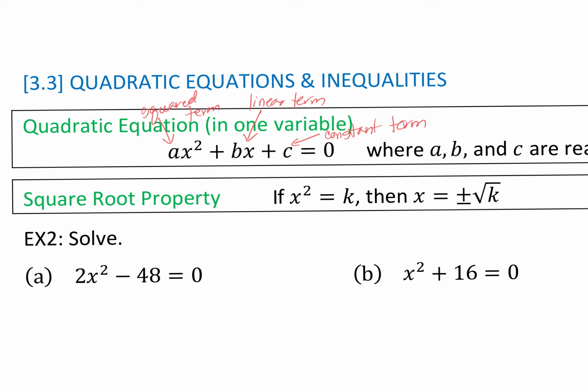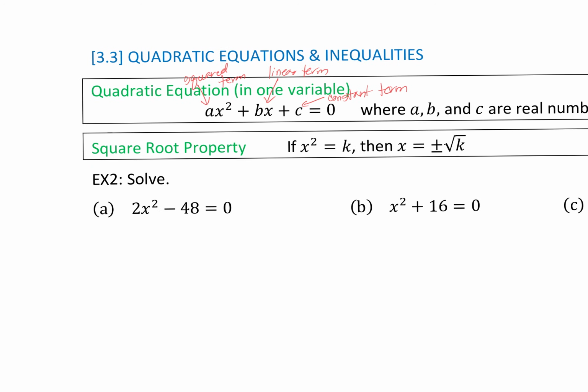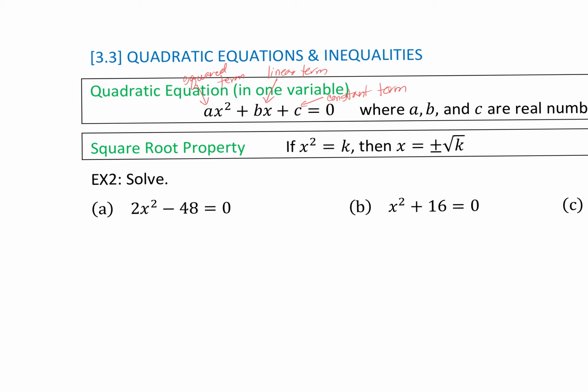Now, if we can take this quadratic equation and set it equal to 0, then we can find solutions, hopefully. And at most 2 solutions because the highest exponent is 2. The first case we're going to look at is if we don't have a linear term, so no x, just the x squared. So if we can get the x squared equal to a number, as in this property here, then the solutions are going to be x equal to plus or minus the square root of k.